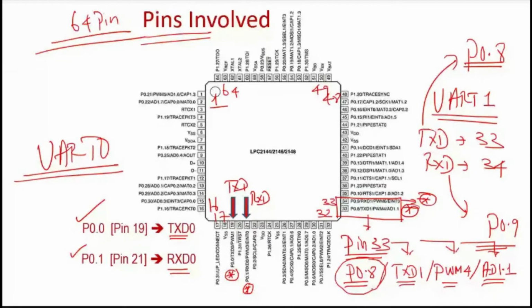In that case, we call this the default function. This is called first special function. This is called second special function. This is called third special function. So a pin can maximum perform 4 functions in LPC2148. So this concept you have to clearly understand.